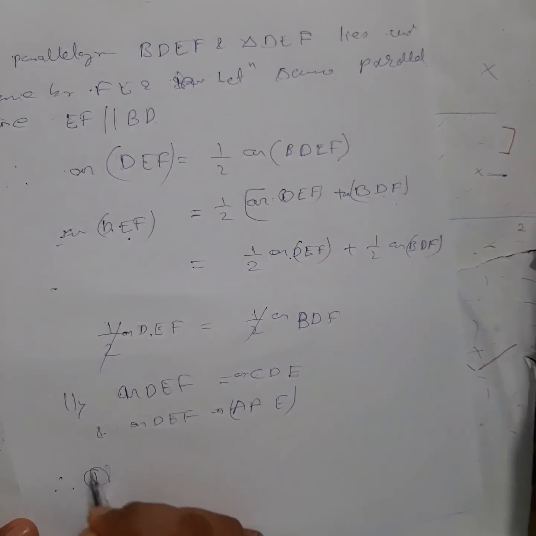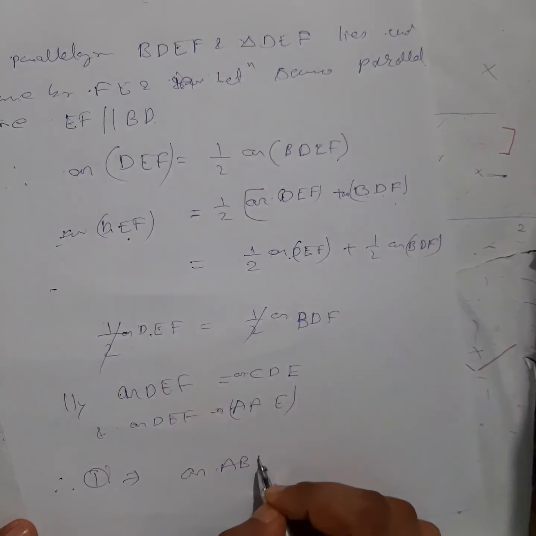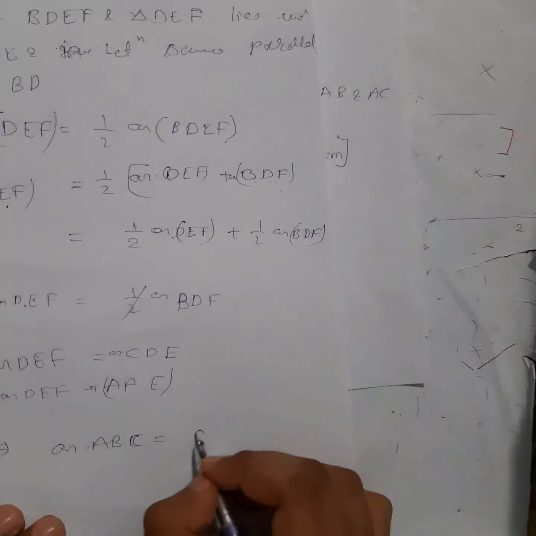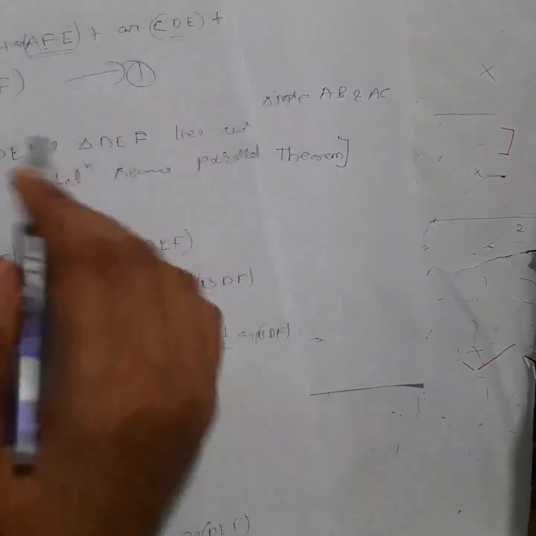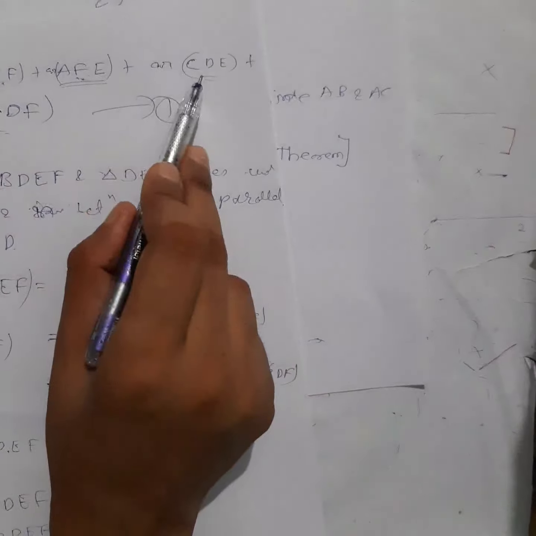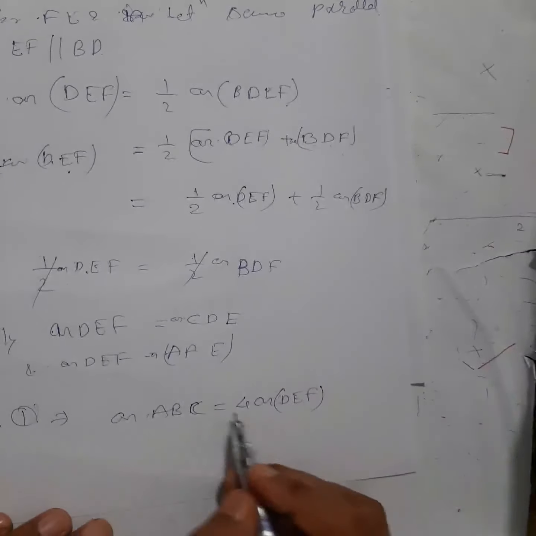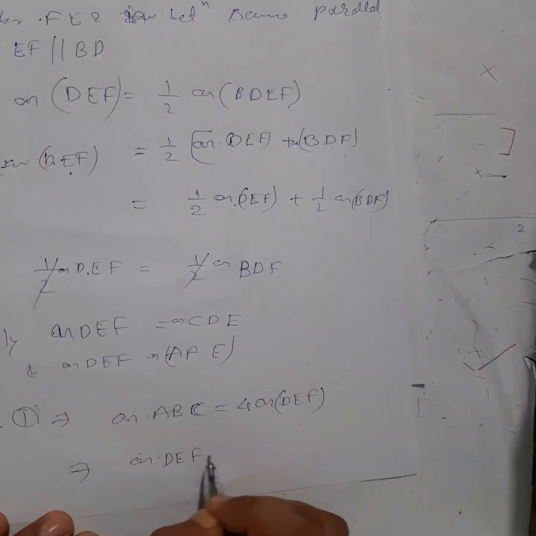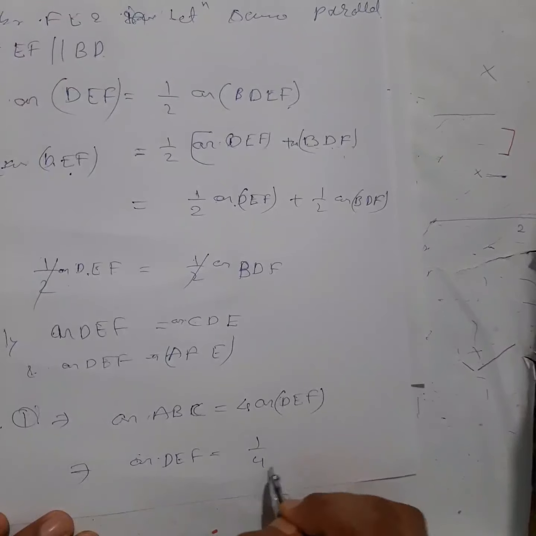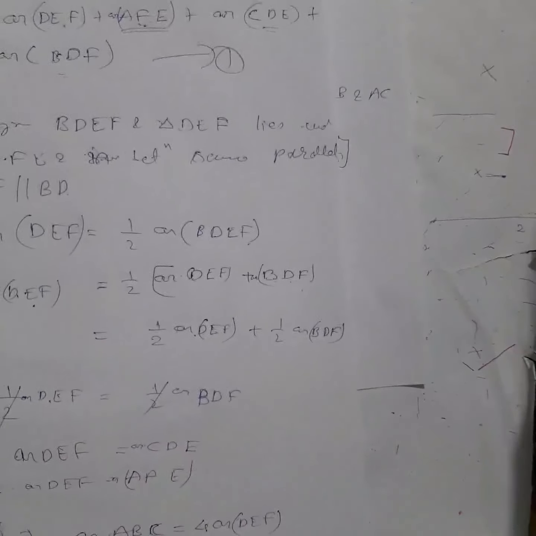Therefore, from 1, what I can write is area of ABC is equal to area of DEF plus area of DEF plus area of DEF plus area of DEF. So can I write 4 area of DEF? So bring this 4 to this side. So area of DEF, what will you get? If you bring the 4 to this side, it becomes 1 by 4 area of ABC. So your second part is proved also.